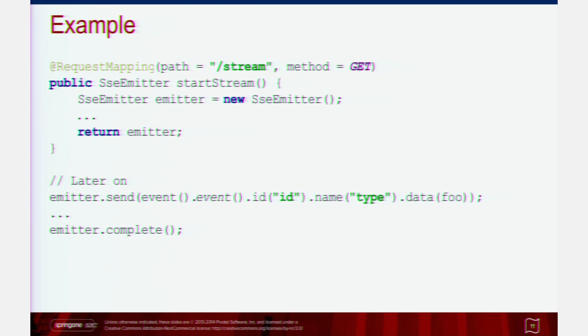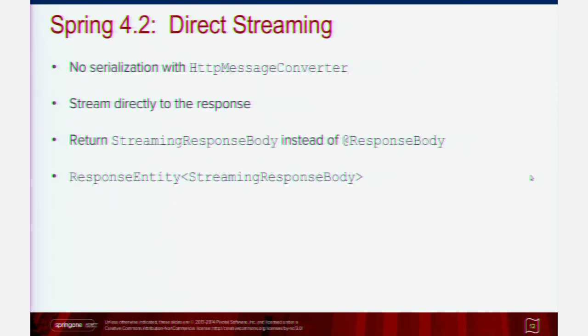And the example looks very similar. The main difference is that you have this chained API that allows you to build up the server-sent event, and then it adds the server-sent event markup around it.